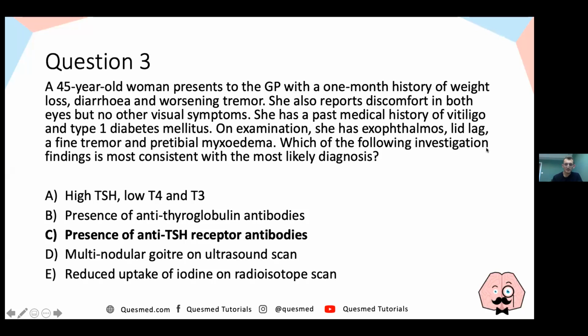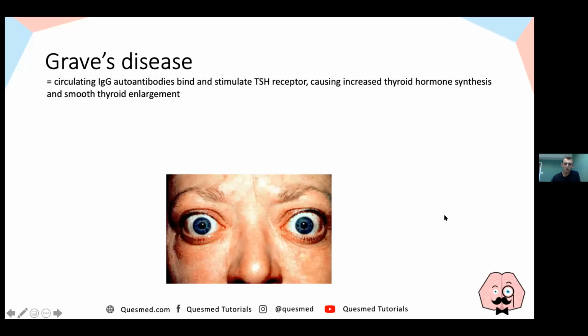And in Graves' disease, it's really important to look at the different blood results. The reason it's not A is that in Graves' disease, you see hyperthyroidism, so you'd see a high T4 and T3 and a low TSH. You get a smooth goiter on ultrasound scan instead of a multinodular goiter, and you get increased uptake of iodine on a radioisotope scan instead of decreased. And that's why the answer is anti-TSH receptor antibodies.